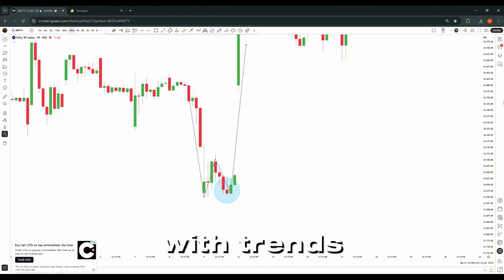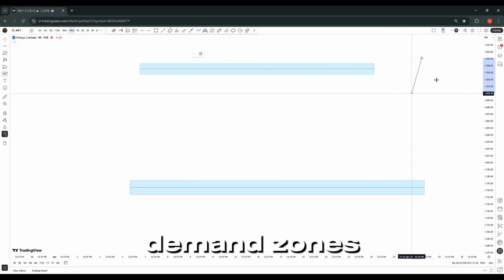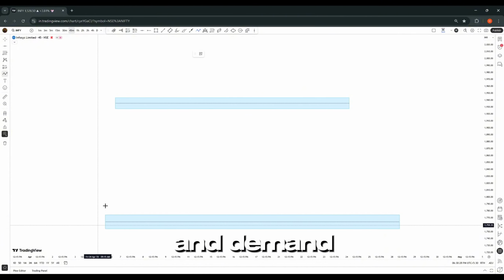It combines with trends, only in uptrends for safety. 55 to 65% win rate. Filters noise in India's news-driven market. Concept 4: supply and demand zones, institutional footprints.